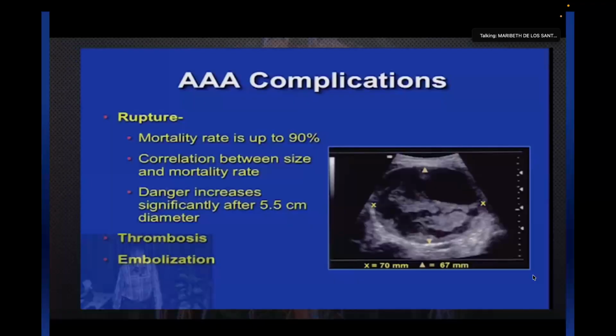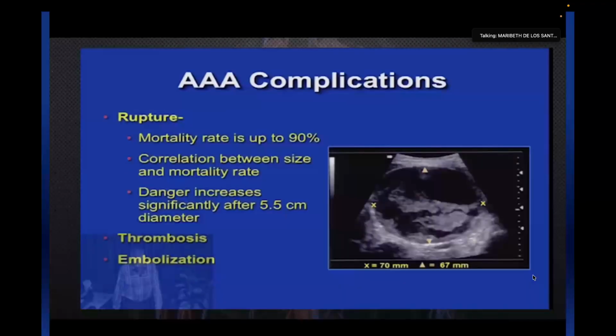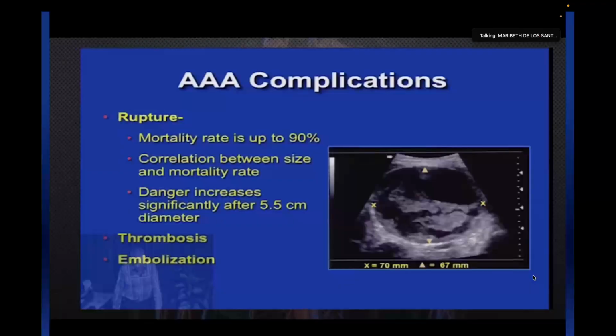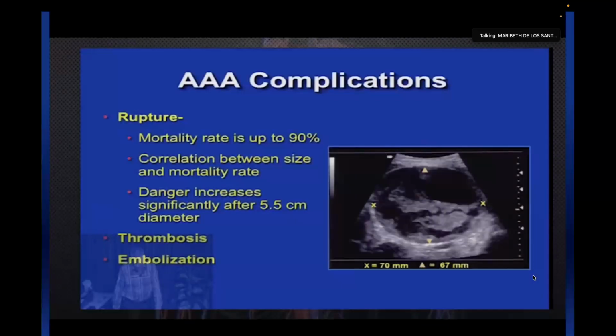Embolization is another complication because of the presence of intraluminal thrombus and atherosclerotic debris. They may embolize to the lower extremities, which may cut off the blood supply to that particular limb, producing acute limb ischemia. They say that the danger increases significantly after 5.5 centimeter diameter of an abdominal aortic aneurysm.